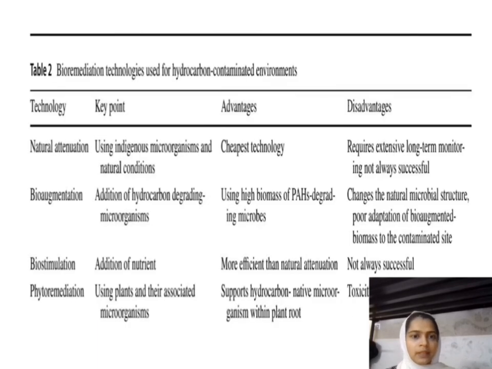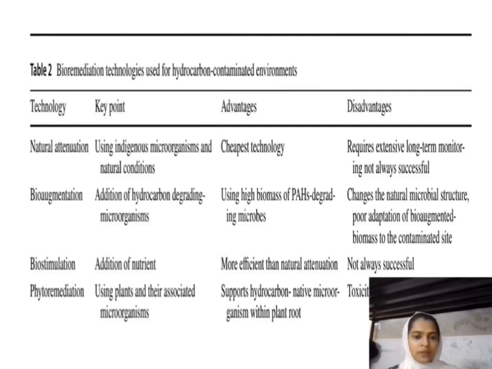These are the bioremediation technologies used for hydrocarbon contamination. We already discussed them. We are now comparing technology, key point, advantage, and disadvantage. Natural attenuation uses indigenous microorganisms and natural conditions. The advantage is that it's the cheapest technology, but the disadvantage is that it needs long-term monitoring and is not always successful.